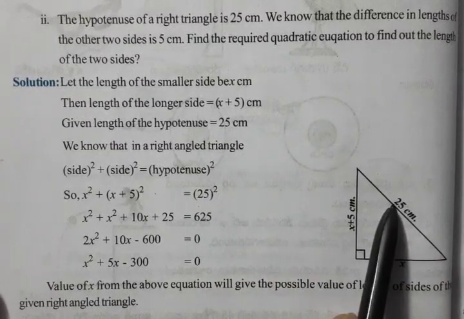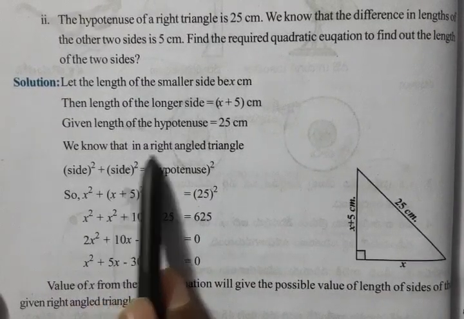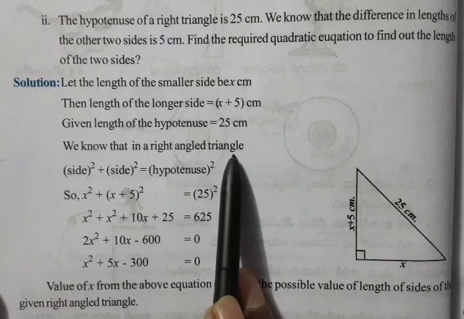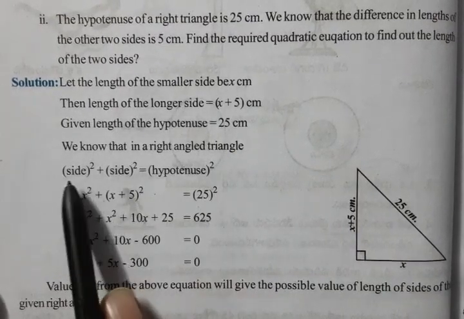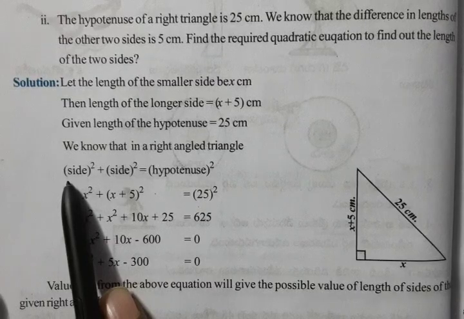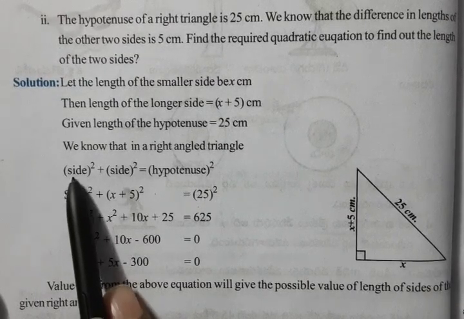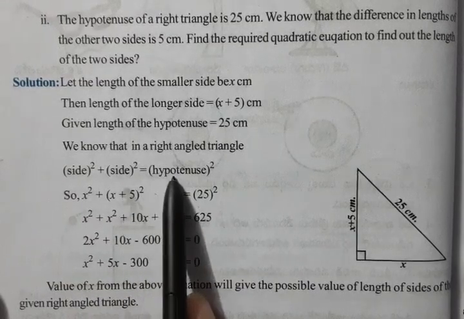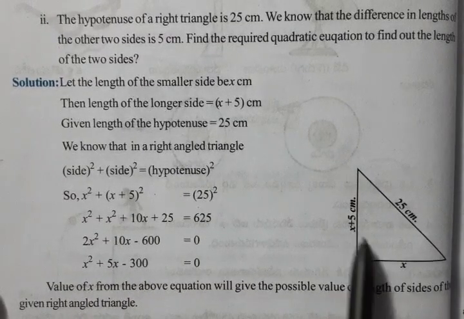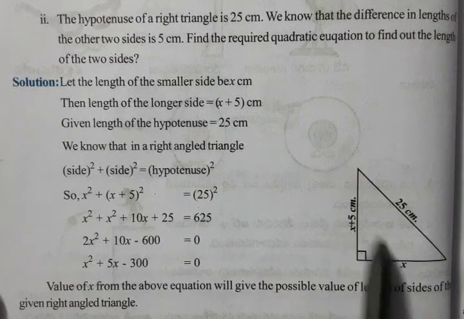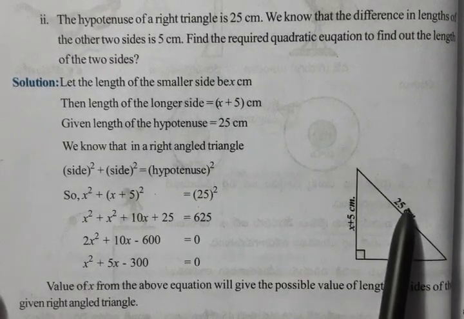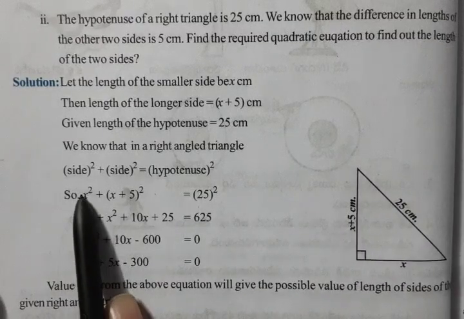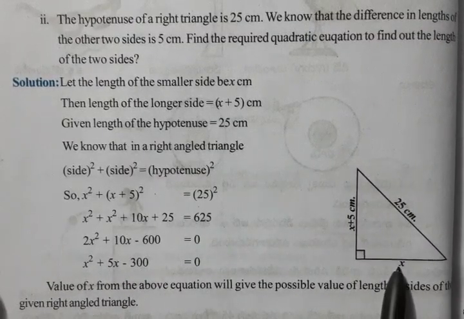This is 25 centimeters. We know that in a right angle triangle, the hypotenuse square is equal to the sum of the two squares, that is, side square plus side square is equal to hypotenuse square. The sum of the two side squares is equal to 25 square. This is called the Pythagorean theorem. So what is here? The small side is x.